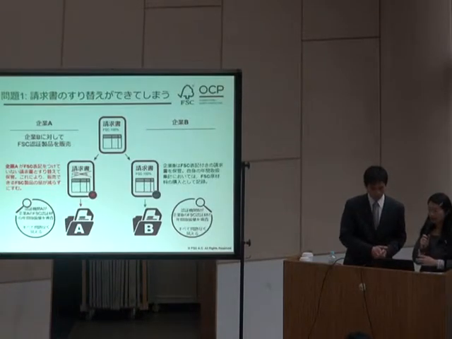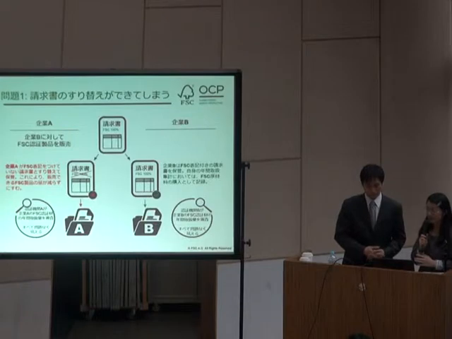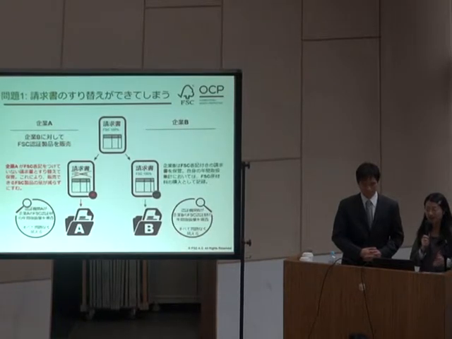However, when A files their copies of the invoice, they remove the FSC claim from their copies of the invoice. Therefore, they get extra volume to sell extra FSC products.